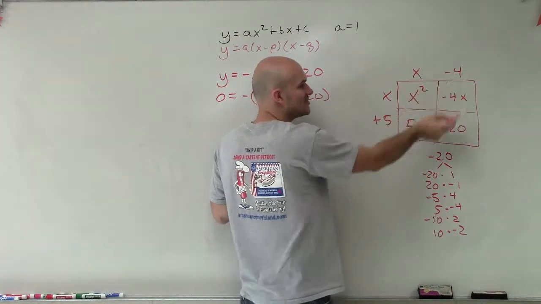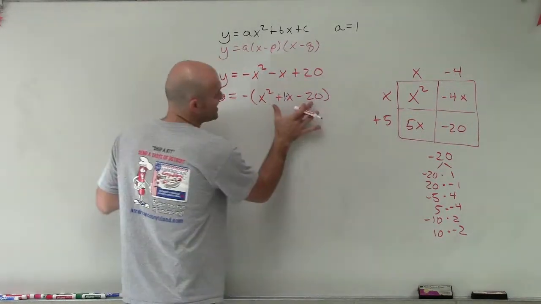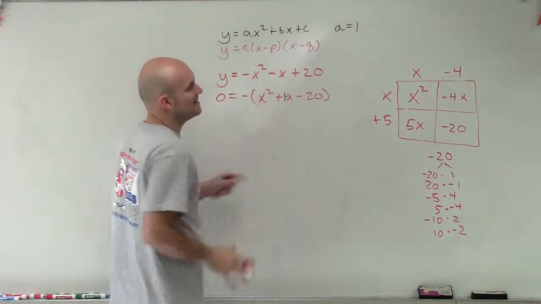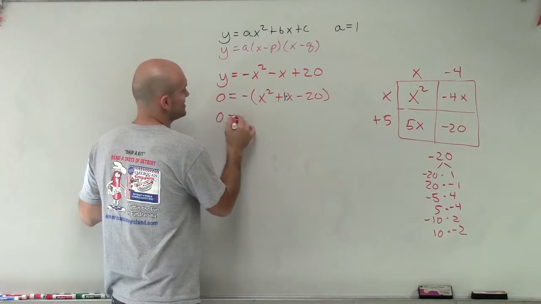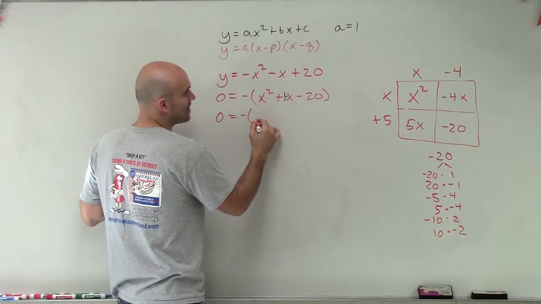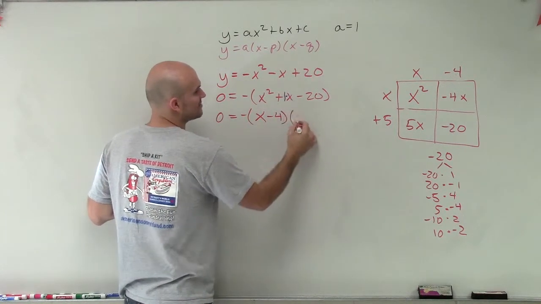Is 5 times -4 equal to -20? Yes, it is. So if I was to add all this up, that's going to give me this inside here, which we call our area of the rectangle. But now I've broken it down and I have my two factors. So I'm going to set this equal to 0. I still have this negative being multiplied by my product here. But now I'm going to write the factors, which are going to be the side lengths of my rectangle.